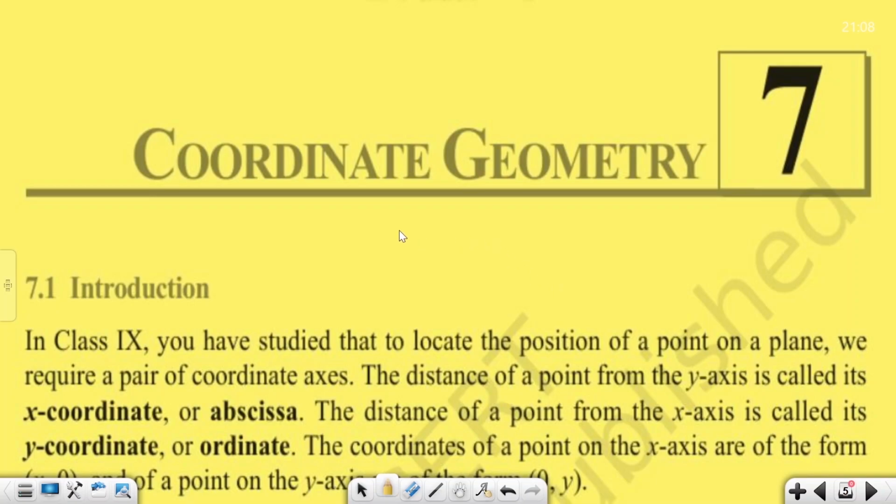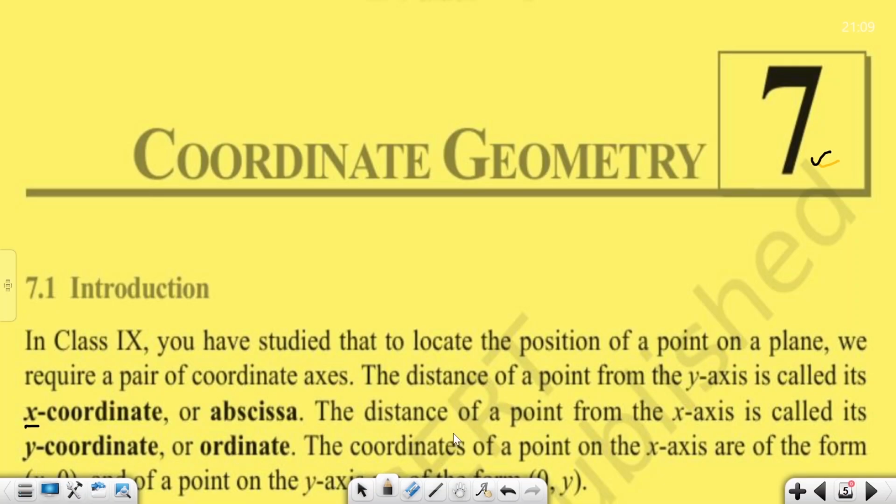So in this, my students in Mizoram, look at here. The chapter number 7, and the name is coordinate geometry. You know about it in class 9 also. The x coordinate we can say abscissa, and the y coordinate we can say ordinate.